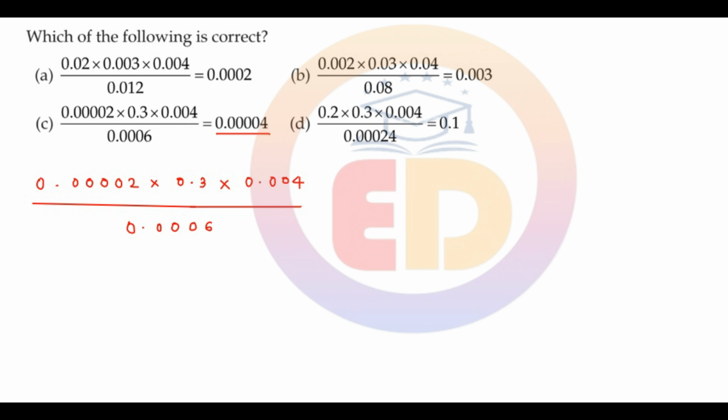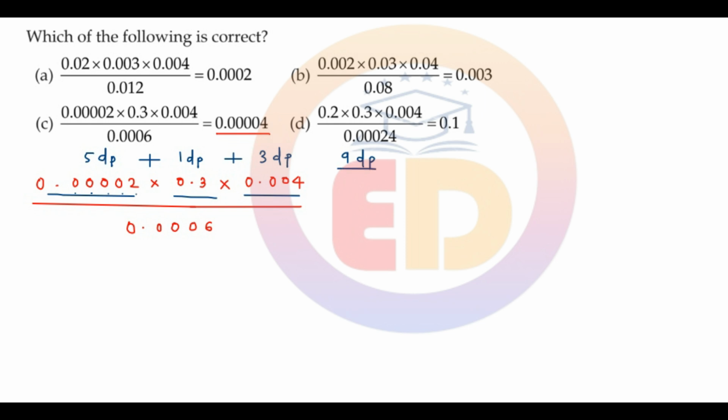In the first step, count the number of decimal places in the numerator. The first number has 1, 2, 3, 4, 5 decimal places. 0.3 has 1 decimal place. 0.004 has 3 decimal places. Let's add them. I'll have a total of 5 plus 1, 6 plus 3, 9 decimal places.